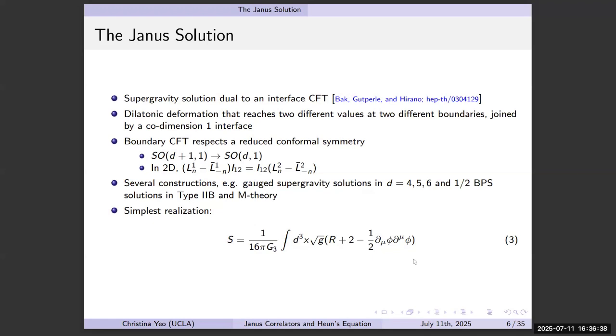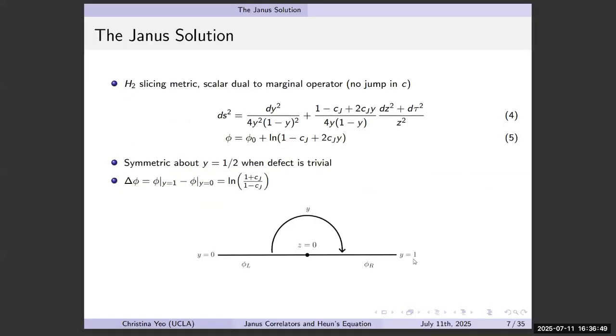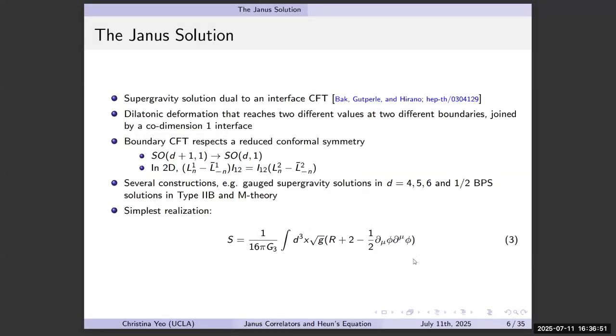So could you remind me what the boundary looks like? Oh, I'll show you a diagram in a second. Is it a free scalar field, no mass term? Yeah, it's massless. It's a dilaton.